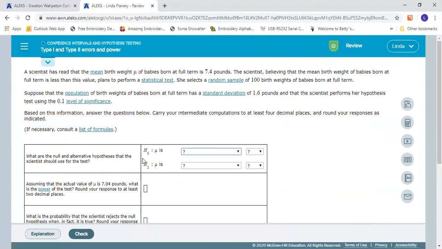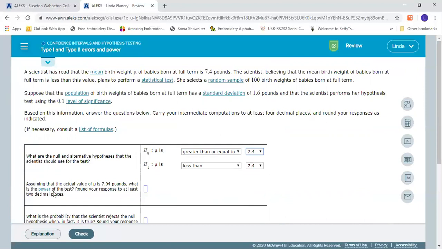First of all, our hypothesis. The scientist believes the mean birth weight is less than this value. So our alternative hypothesis is less than 7.4 pounds, which means our null, which has to include the equal to, is greater than or equal to 7.4 pounds. That means we're doing a left-tailed test. Assuming the actual value of the mean is 7.04 pounds, what is the power of the test?